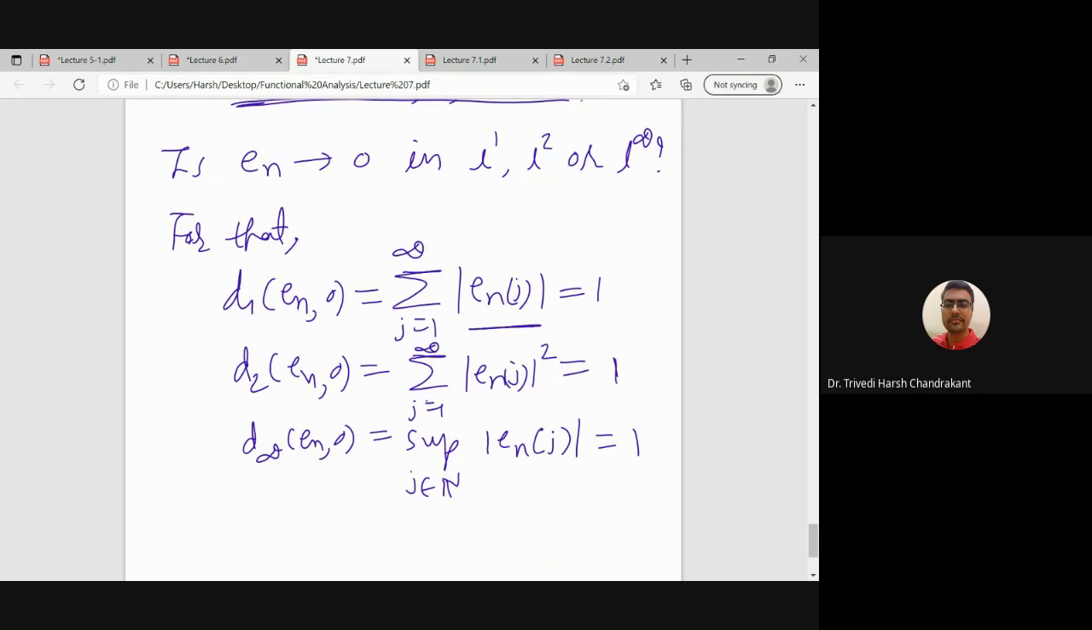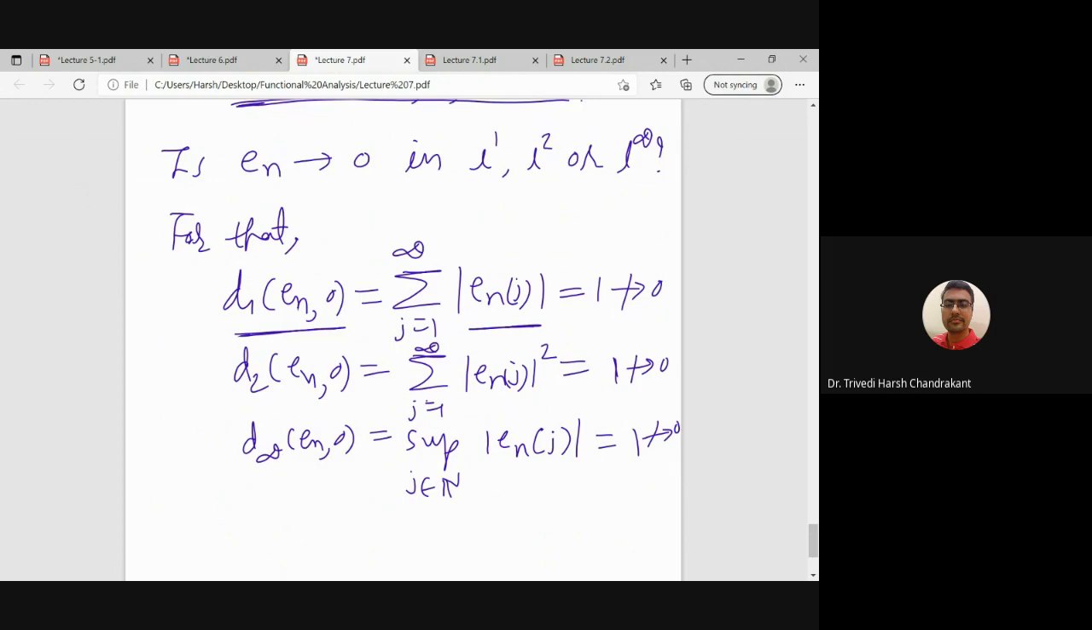So in three of these, we can see that this doesn't converge to 0, right? Similarly, this does not converge to 0. As n tends to infinity, we are discussing. So for each fixed n, the distance is 1. So in fact, it converges to 1 as n tends to infinity.